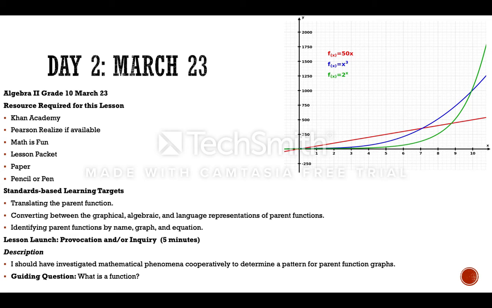Day 2, March 23. Same resources required for the lesson. The learning targets are translating the parent function, converting between the graphical, algebraic, and language representations of parent functions, and identifying parent functions by name, graph, and equation. First, you have to answer the guiding question: what is a function?